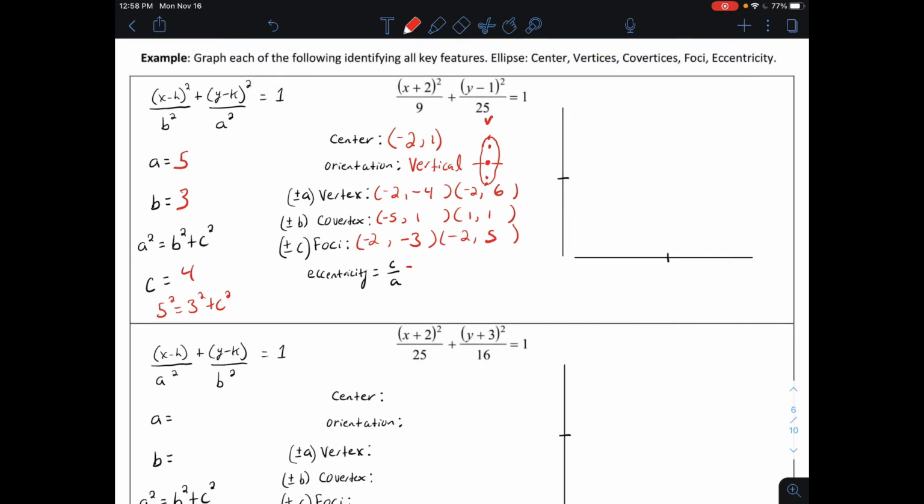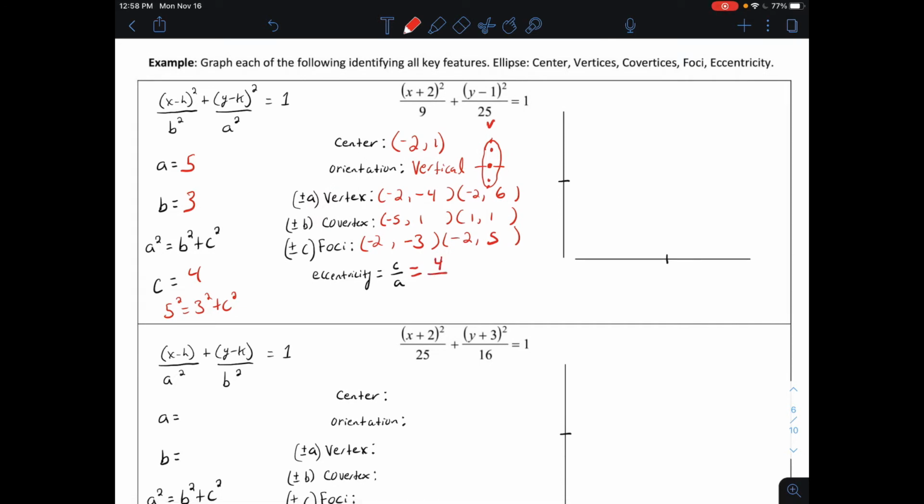Now our eccentricity, the elongation factor of our ellipse, is c divided by a. So we'd have 4 divided by 5. And that's the ratio of the distance from the center to a focus to the distance from the center to a vertex. The closer the eccentricity gets to 0, the more this ellipse will resemble a perfect circle.